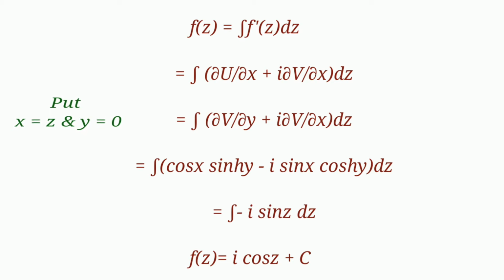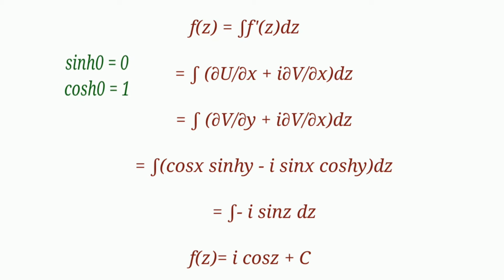Next you put x equal to z and y equal to 0. Here, remember, sinh 0 is 0 and cosh 0 is 1. When x equal to z and y equal to 0, the first term becomes 0 since sinh 0 is 0. In the second term, cosh 0 is 1. So the second term will be sin z. So the integral becomes the integral of minus i into sin z dz.